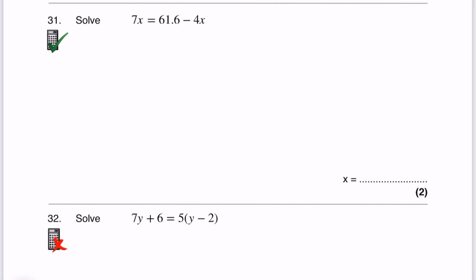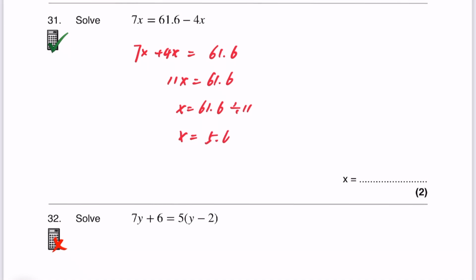For question 31, we just need to focus on the algebraic expression in this case. 7x plus 4x equals 61.6. 11x equals 61.6. And then x equals 61.6 divided by 11, which would give us the final answer, 5.6.